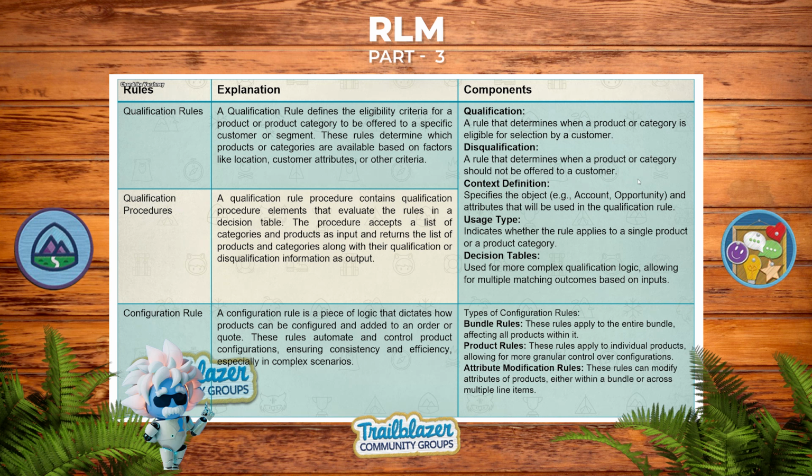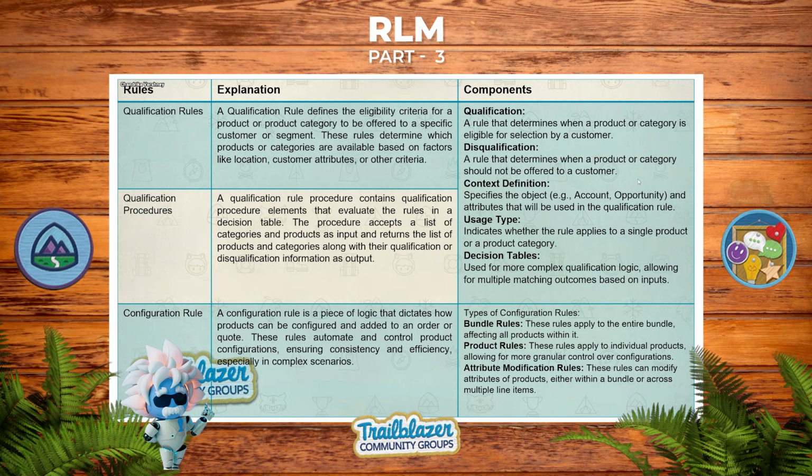Under decision table we make some logic, and there are multiple matching outcomes based on inputs. So we just match the criteria and make that product available to the customer. A configuration rule is a piece of logic that dictates how products can be configured and added to an order or the quote. These rules automate and control the product configuration, ensuring consistency and efficiency, especially in complex scenarios.